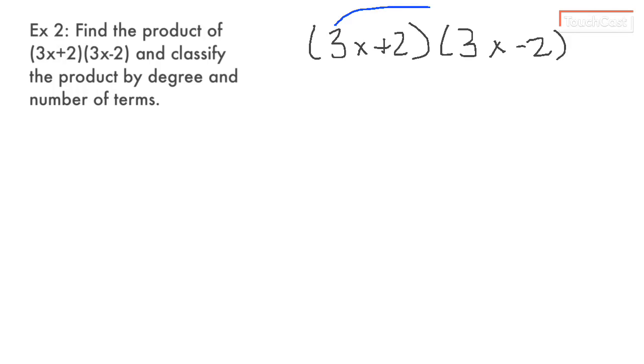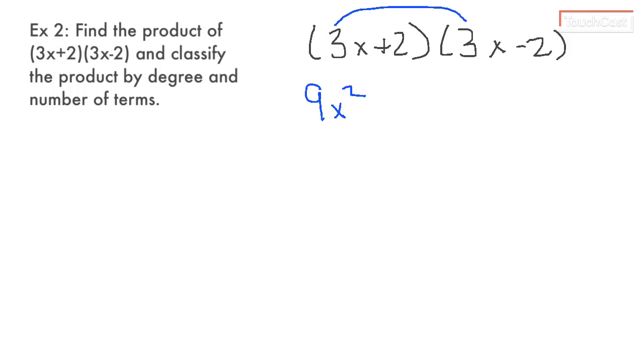So while we're at it, let's just do one more example. We're going to find the product of 3x plus 2 times 3x minus 2. So I'm going to start by rewriting 3x plus 2 times 3x minus 2, and then I'm going to go through that FOIL process. I'm going to multiply my first terms. 3x times 3x is going to give me 9x squared.